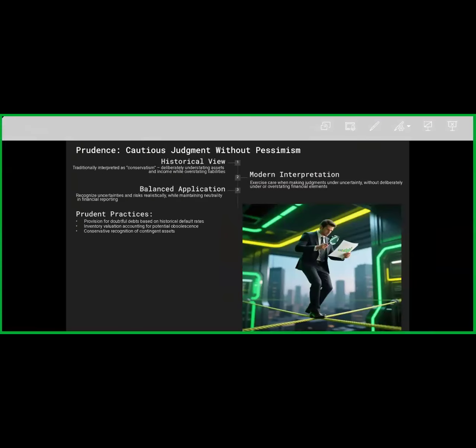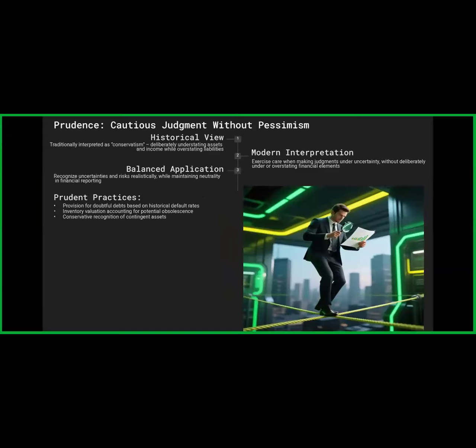Now the next one is prudence, that is, cautious judgment without pessimism. What is meant by prudence? You are not overstating your profit and assets. If you want to expand your business, in some cases companies overstate their profit capability to gain investor confidence in their organizations, because they want to raise funds through share capital. When investors have confidence to invest money in that organization, it is because they see good revenue and profit in the financial statements. So sometimes organizations misplace or mislead on revenues and profit, and they are overstating their revenues and profit.